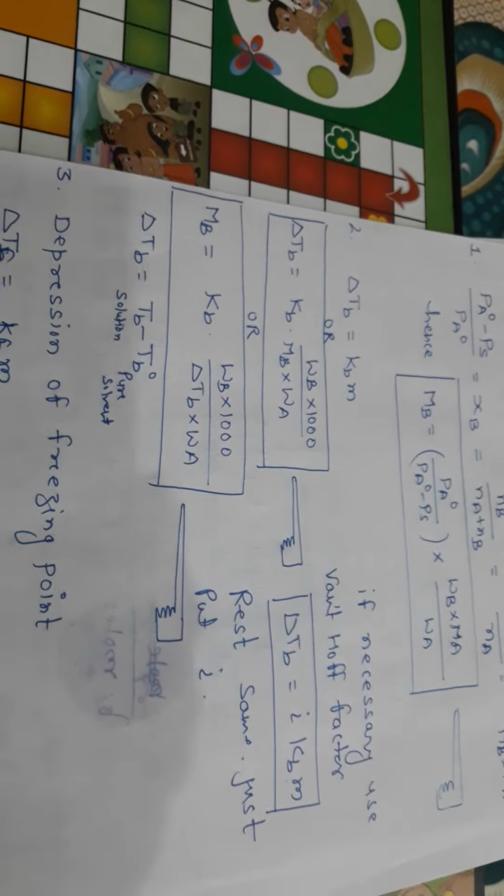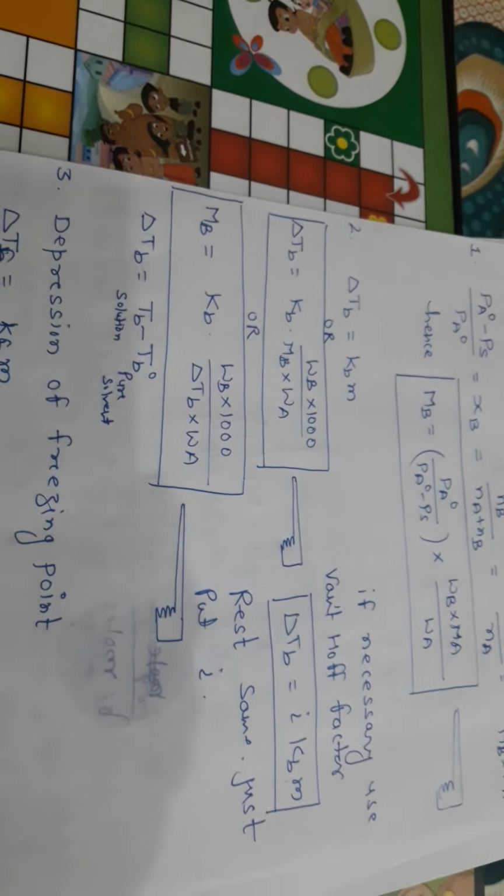Again, del Tb is equal to Tb minus Tb0. Tb is the boiling point of the solution and Tb0 is the boiling point of the pure solvent. So that will be found out accordingly.